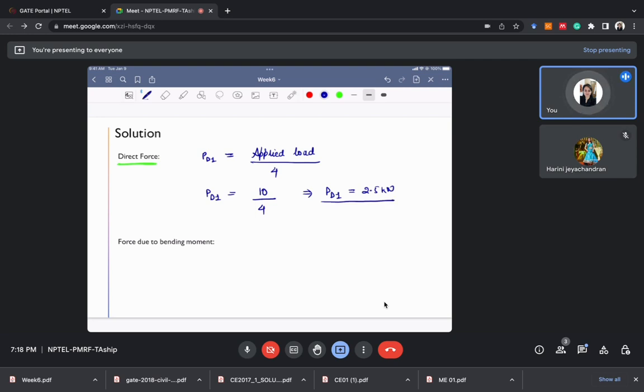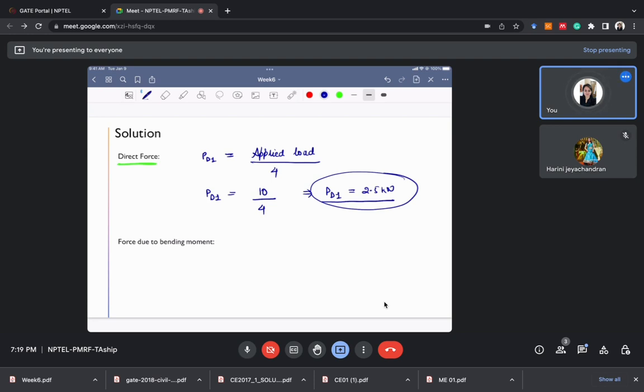All the bolts will have the same value of direct force. PD1 will be equal to PD2, equal to PD3, equal to PD4, and all of them will have a value of applied load divided by number of bolts, that is 10 divided by 4, so PD1 comes out to be 2.5 kilonewton. Very, very simple to calculate. We do not need to worry about direct force. Direct force will always be simply the applied load divided by the number of bolts.